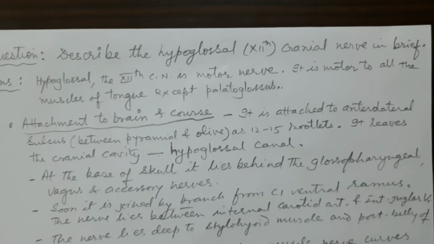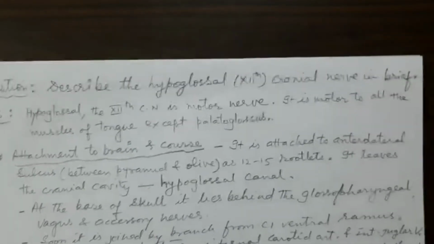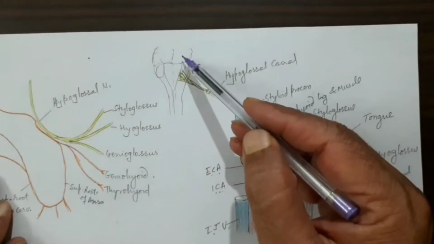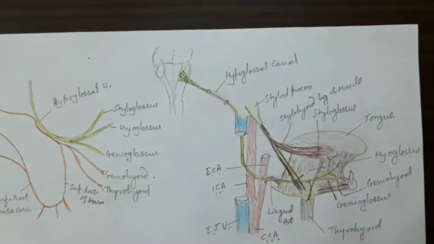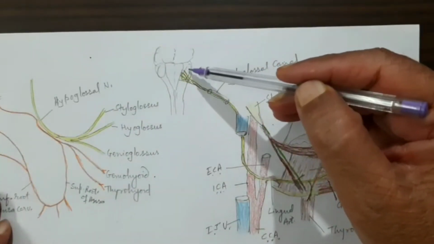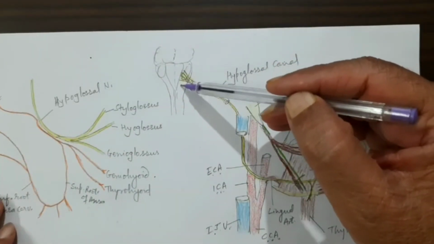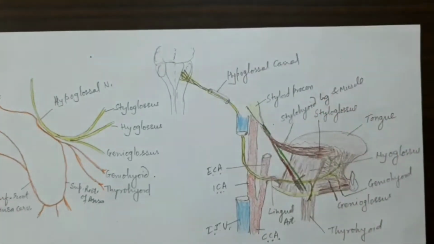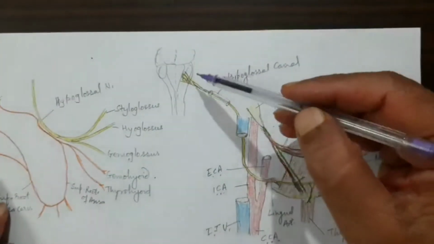First we will see where this nerve is attached. This nerve is attached to the anterolateral sulcus between the pyramid and the olive. Let me show you in this diagram. This is the pons and this is the medulla, and here you are seeing the pyramid. This is the pyramid and this is the olive, and this is the anterolateral sulcus. So this nerve is attached to the anterolateral sulcus.